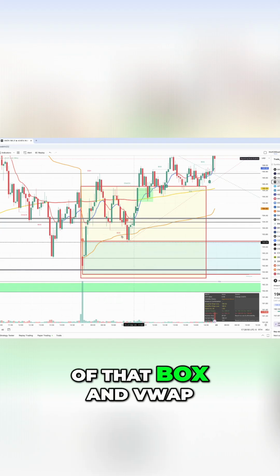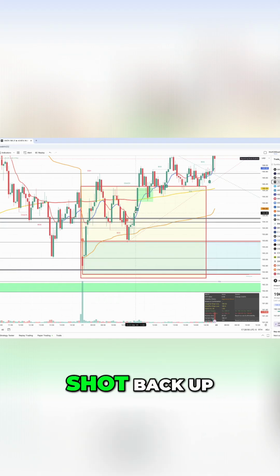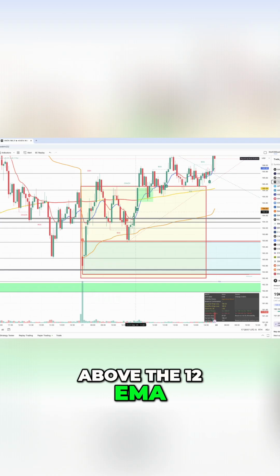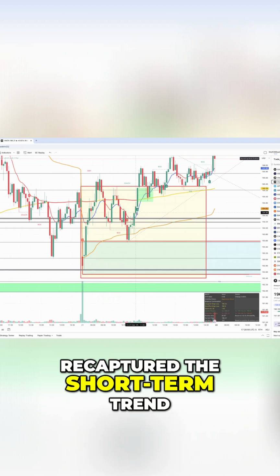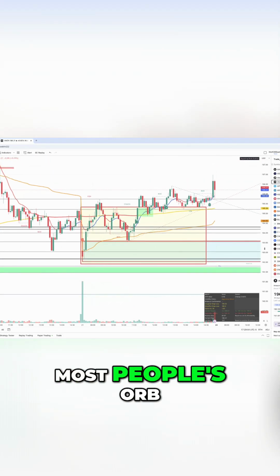This was the retest of that box and VWAP. We opened and closed the candle back above VWAP, shot back up, opened and closed back above the 12 EMA, which showed that we recaptured the short-term trend and mounted above this resistance. Now, what's the problem with most people's ORB?